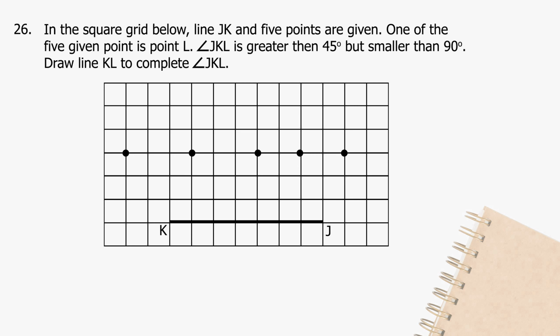Question 26. In the square grid below, line JK and 5 points are given. One of the 5 given points is point L. Angle JKL is greater than 45 degrees, but smaller than 90 degrees. Draw line KL to complete angle JKL.